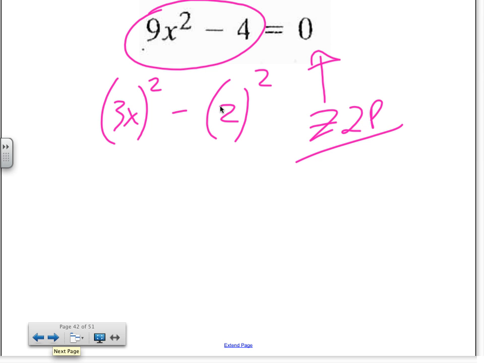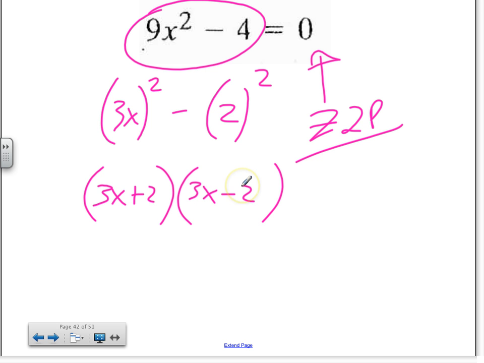2. Okay, so now that we have it written in square form, how do we expand this or factor it? 3x plus 2, 3x minus 2. And of course, don't forget that the right-hand side of this is equal to 0. Now here's the last step. There's just one extra step that we have to do. Because we have achieved the zero product property state, we realize that this times this is equal to 0. It means that either this is 0 or this is 0.